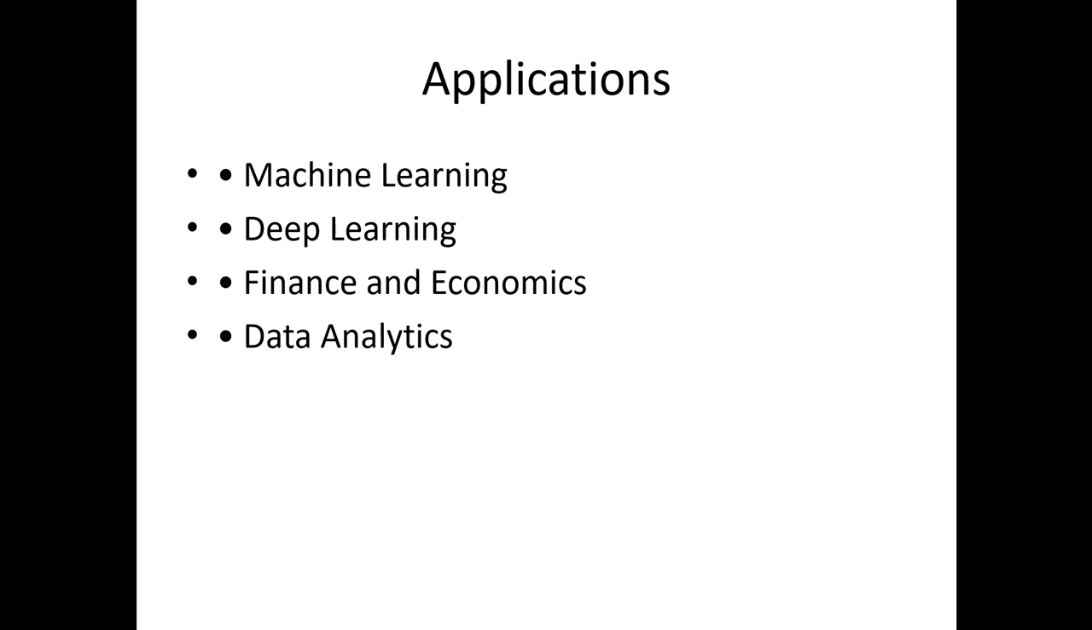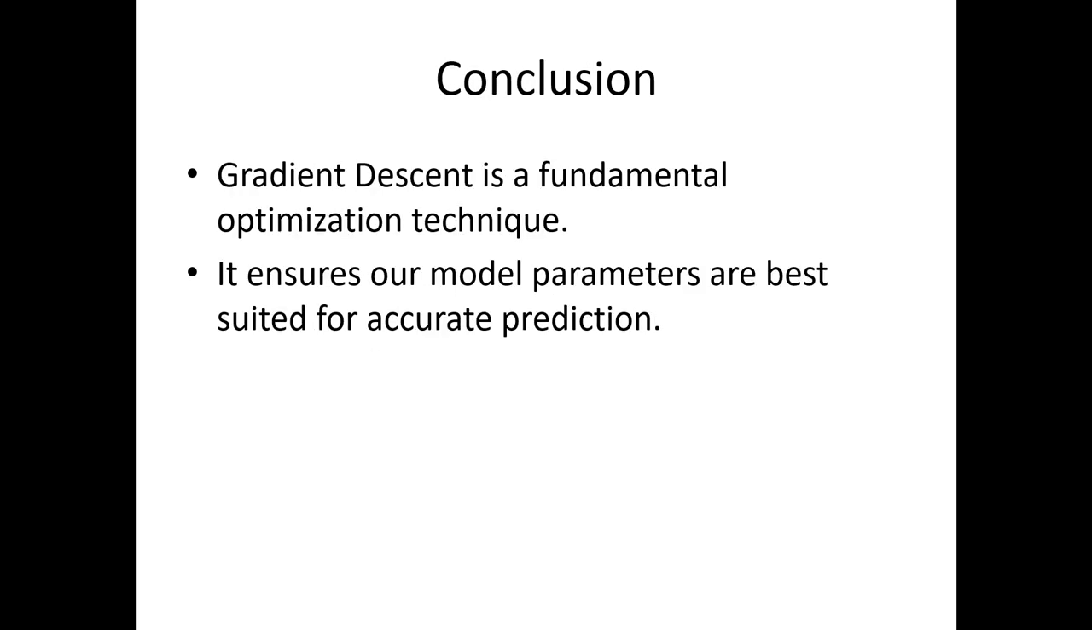Some major applications include machine learning, to train algorithms by minimizing error; deep learning, used to update weights in neural networks; finance and economics, for predicting stock prices, inflation or economic trends; data analytics, to find relationships and optimize data models; artificial intelligence, to make models smarter and more efficient. So, whether you are training a simple regression model or a deep neural network with millions of parameters, gradient descent is at the heart of it all.